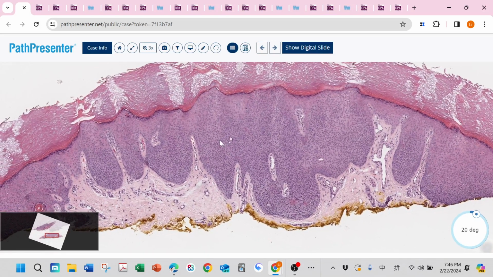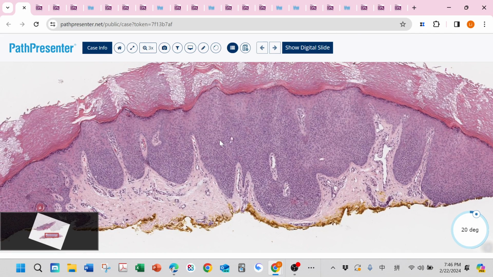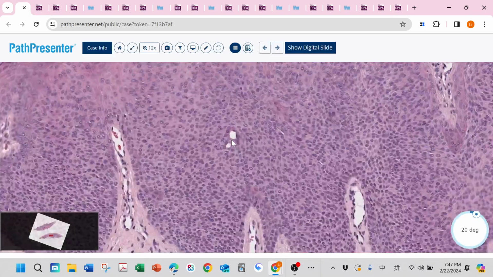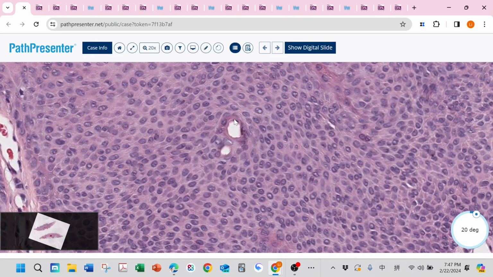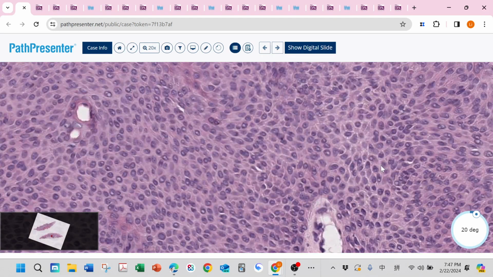So what other major difference is there? You can see this hole. Actually, this hole is eccrine duct differentiation. Let's zoom in to take a look at this eccrine duct. We can see this eosinophilic hyaline lining surrounding this duct. So this is eccrine duct differentiation.